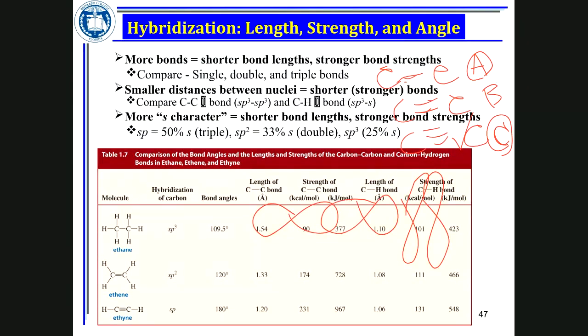This is a sigma bond between 2 orbitals. This is a pi bond between 2p orbitals parallel, and this is head-on. So sigma bond is stronger than the pi bond. But double bond is stronger than single bond because double bond is 1 sigma plus 1 pi.